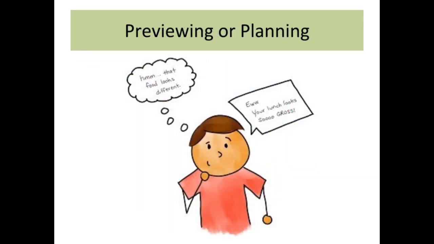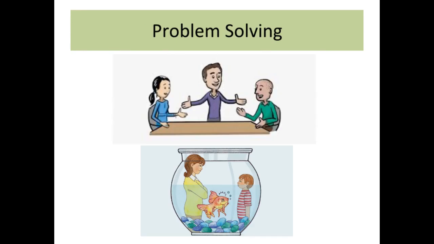Conversations also require that one previews or thinks about what effect the words or actions may have on the listener before she says or does them. If the impact will be negative, one can adjust what she might say or do. Problems and conflict are often a part of social interactions.